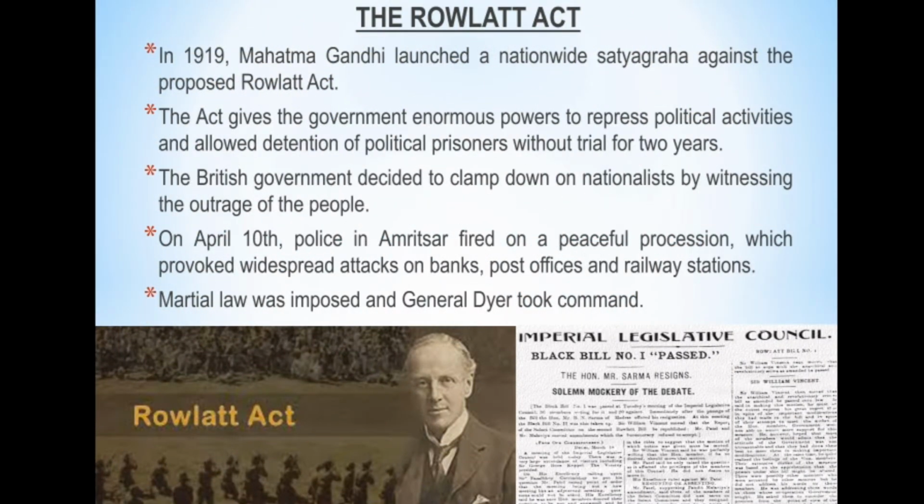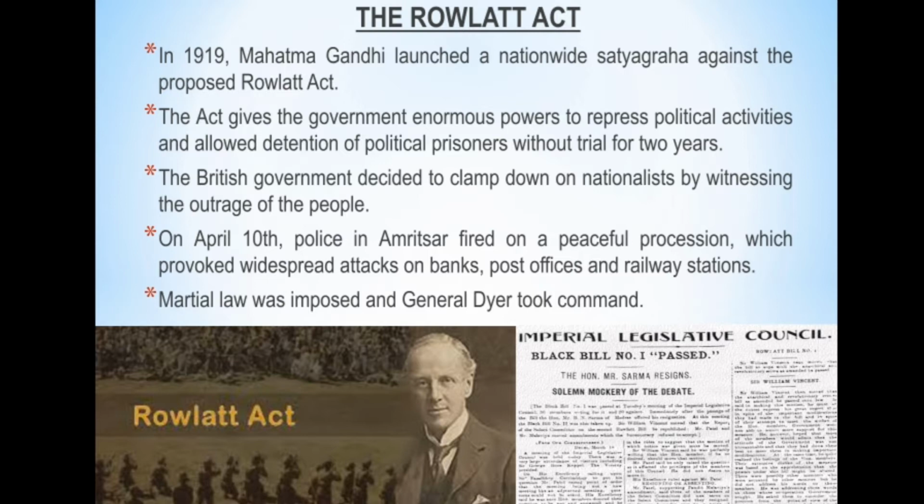The Rowlatt Act. The Rowlatt Act was passed by the British Imperial Council. It allowed political detention without trial for two years, mainly to suppress political prisoners or political activities in India. That was the main intention of the Rowlatt Act. Following this, Gandhiji organized the Rowlatt Satyagraha against the Act, in which many national leaders were arrested. Gandhiji was barred from entering Delhi, and the government decided to clamp down on all the nationalists after witnessing the outrage of the people. So this is all about the Rowlatt Act and Rowlatt Satyagraha.